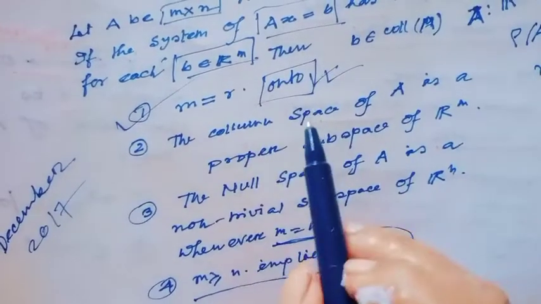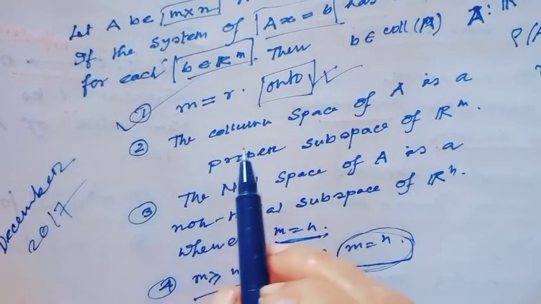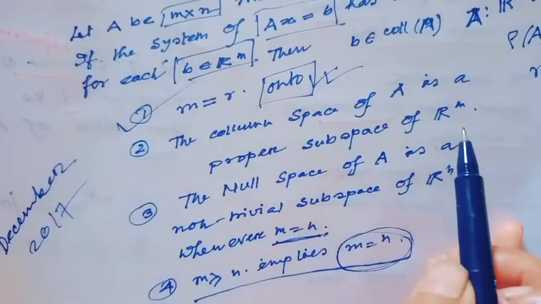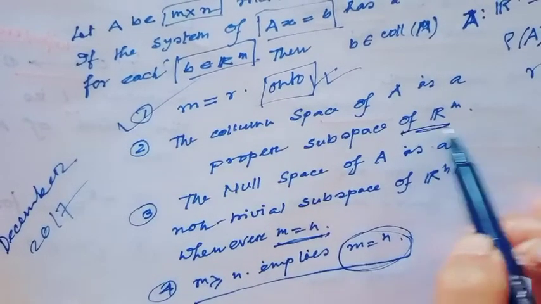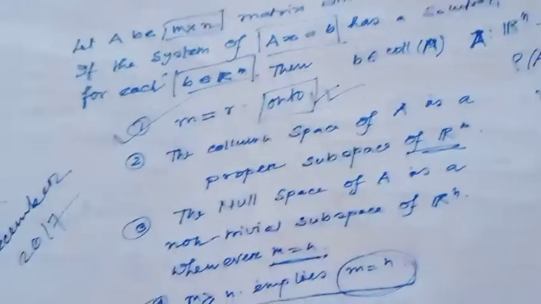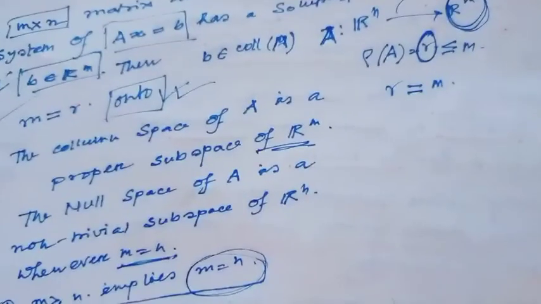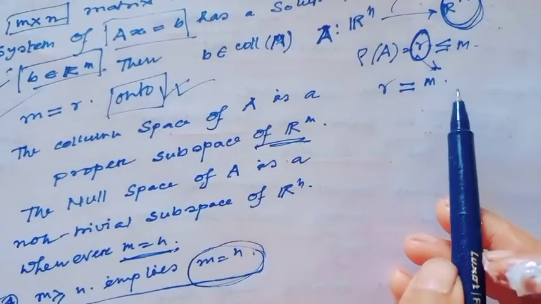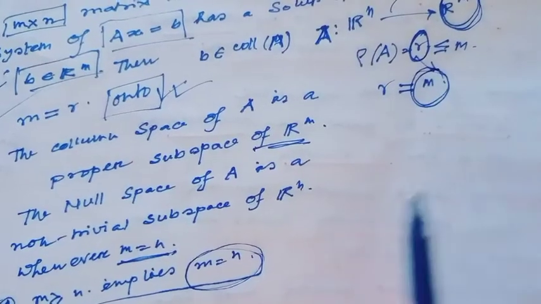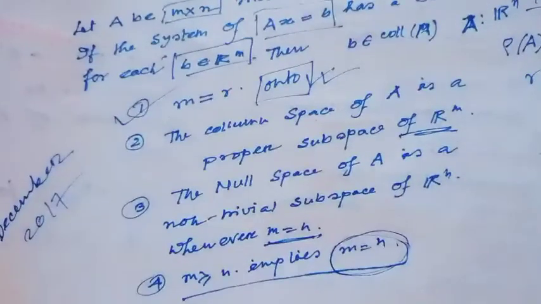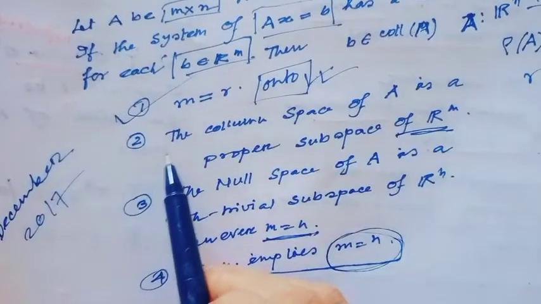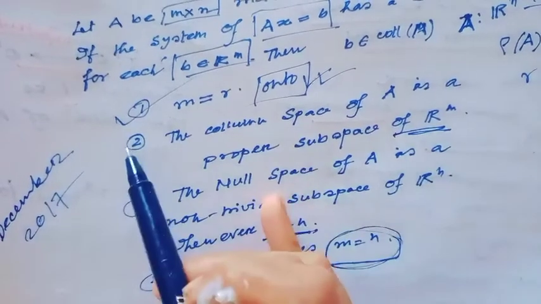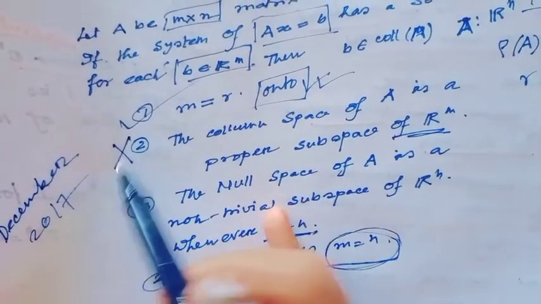And by this knowledge we can tell option 2 is a wrong option, because here the column space of the matrix A is a proper subspace of Rm. Since the matrix is onto, the column space means the rank, and obviously the rank will always be equal to m. So the column space of matrix A being a proper subspace of Rm is not possible. So option 2 is obviously a wrong option.